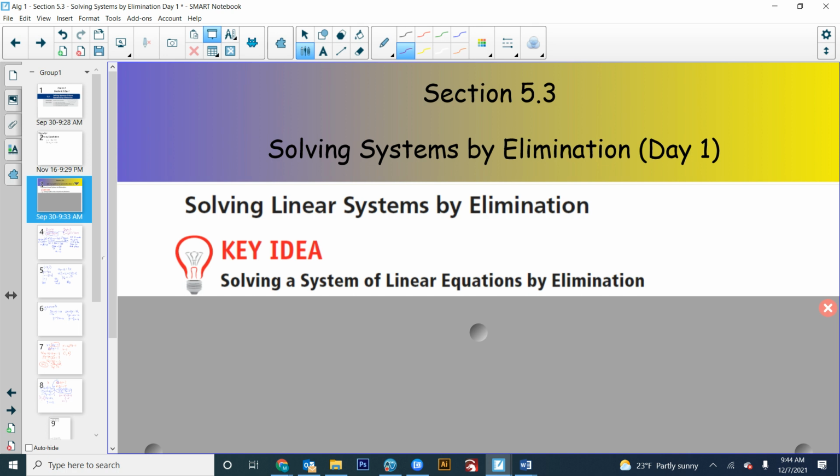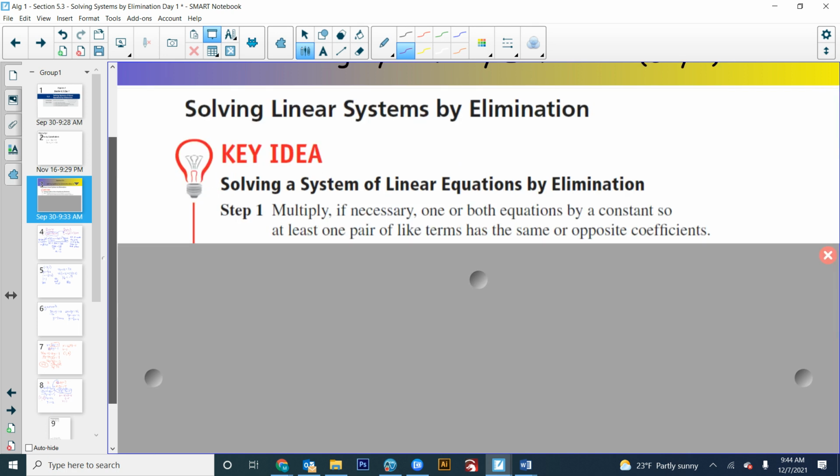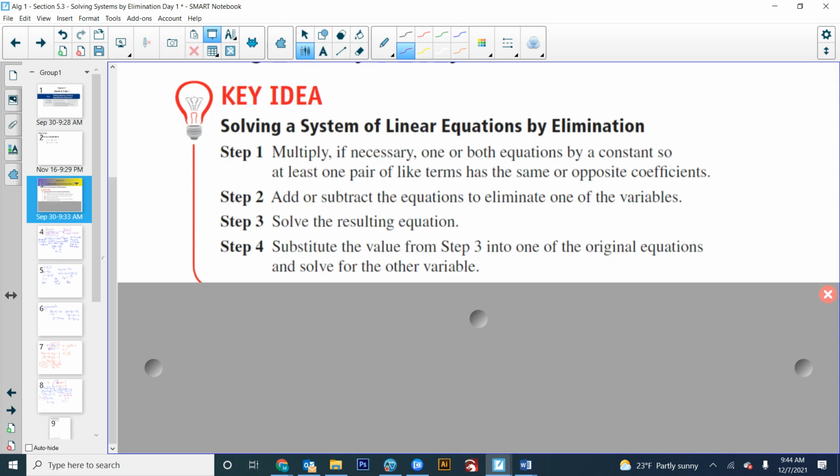Okay, we've solved systems by what so far? Graphing, substitution, and now we're going to do elimination. Depending on the equations, elimination is nice. Sometimes it's easier to do substitution. Sometimes it's easier to graph. I'm not going to tell you the steps. It's easier to just do it.